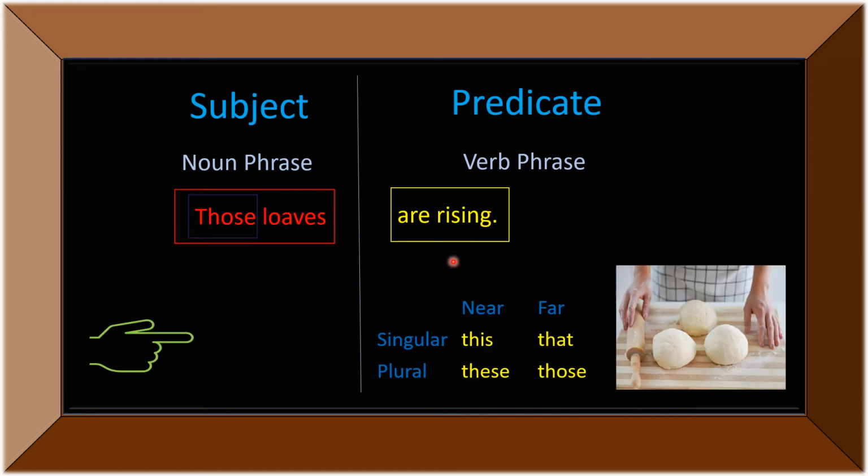Those loaves are rising. Those loaves is the noun phrase and the subject of the sentence. Those is the determiner, demonstrative determiner. Loaves is a noun, concrete noun, countable noun, plural noun, and a common noun. Are rising is the verb phrase and predicate of the sentence. Are is an auxiliary verb, primary auxiliary verb. Rising is a verb, dynamic verb, extensive verb, and intransitive. This is a declarative sentence, so it ends with a period.